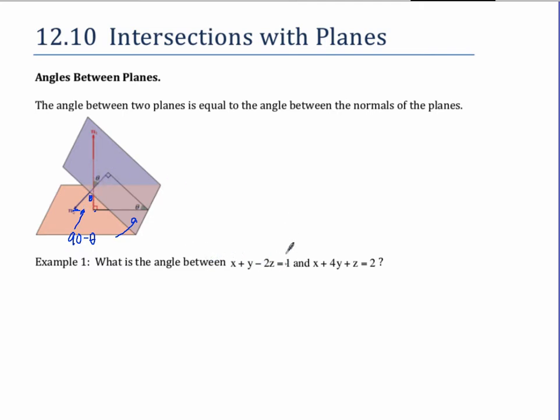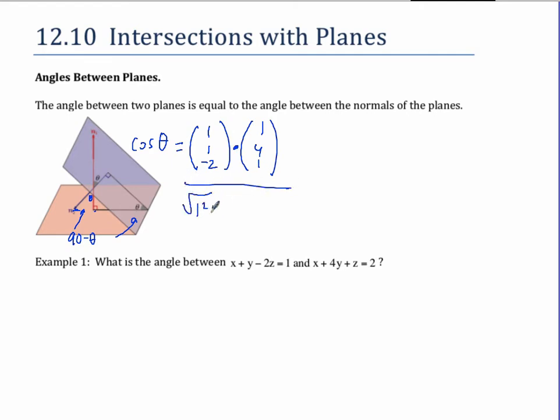So all you have to do is find the angle between the normals, and that's pretty easy with planes because we can see the normal right away. The normals are 1, 1, negative 2, and 1, 4, 1, right? So remember, to get the angle between two vectors, cosine theta equals the dot product of those divided by the product of their magnitudes.